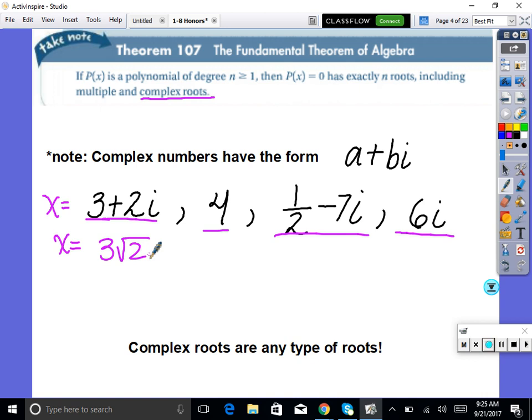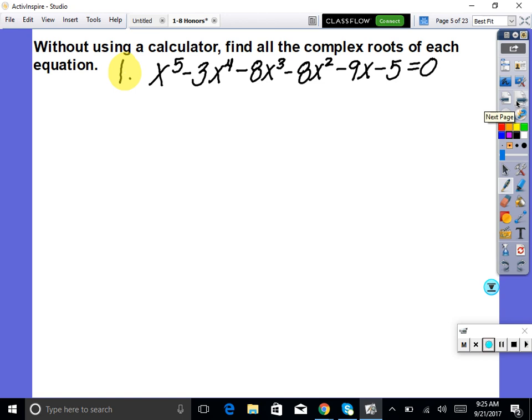Yeah? Okay. All right, let's go to problem number 1. All of my examples are coming off your worksheet. Notice the instructions. This is what's really important. It says, without even so much as looking at a calculator, find all the complex roots of the equation. Once again, complex roots means just solve it and find all of the roots. So today we don't get to stop at rational roots. We need to find every single solution.